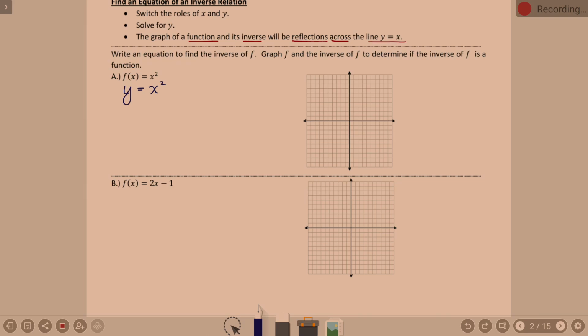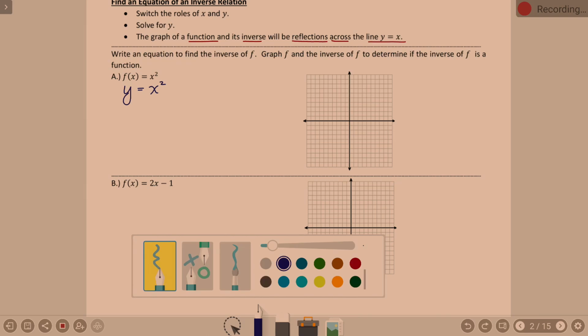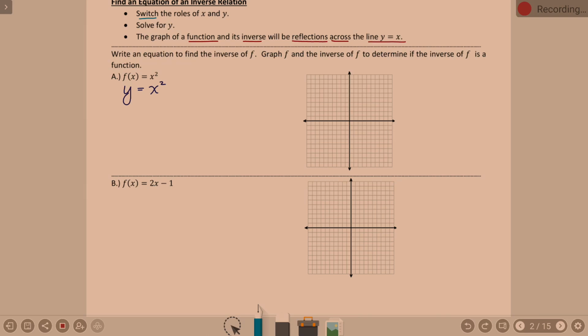Now, what's the first step say then? In order to find the inverse, we're going to switch the roles of x and y. So, my current equation says y equals. Instead of y equals, y is going to become what? X. And then it says equals x squared. X squared is going to become y squared. Okay? So by taking your x and your y and switching them, that is your inverse.